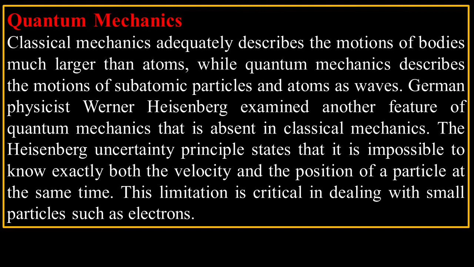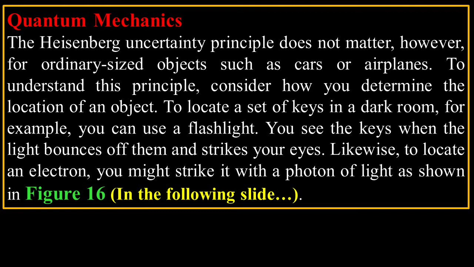Very important. The Heisenberg uncertainty principle does not matter, however, for ordinary sized objects such as cars or airplanes. To understand this principle, consider how you determine the location of an object. To locate a set of keys in a dark room, for example, you can use a flashlight. You see the keys when the light bounces off them and strikes your eyes. Likewise, to locate an electron, you might strike it with a photon of light, as shown in figure 16 in the following slide.